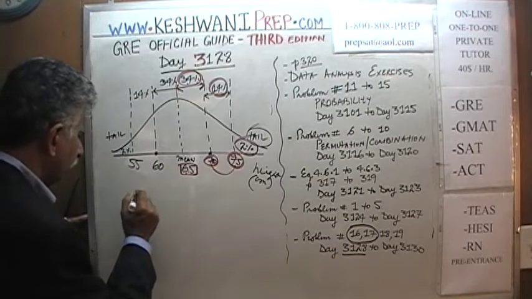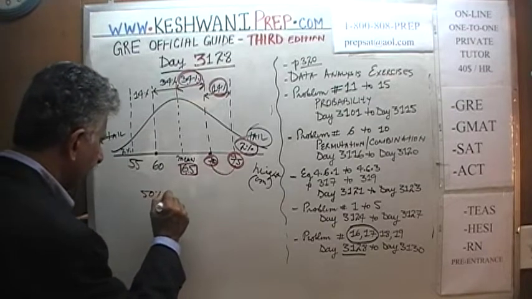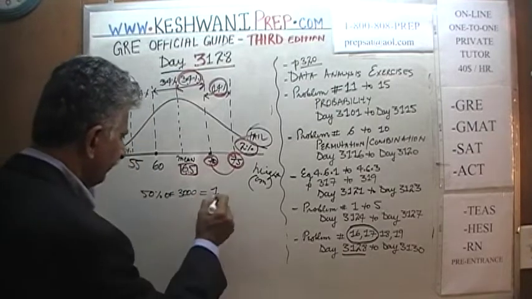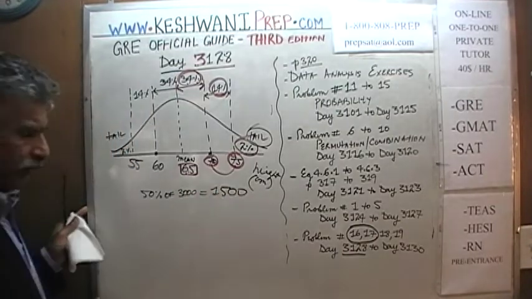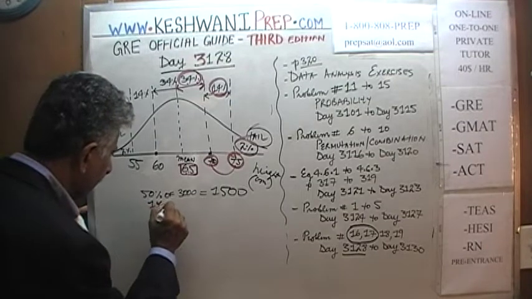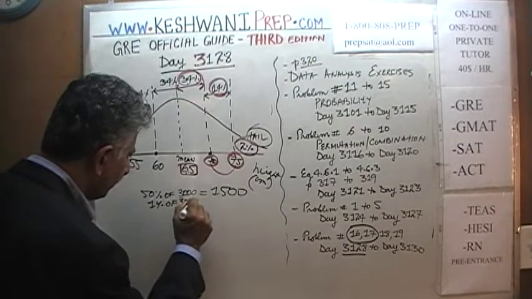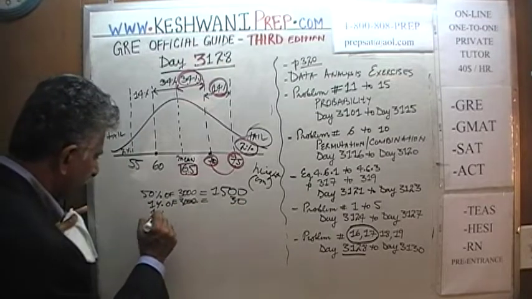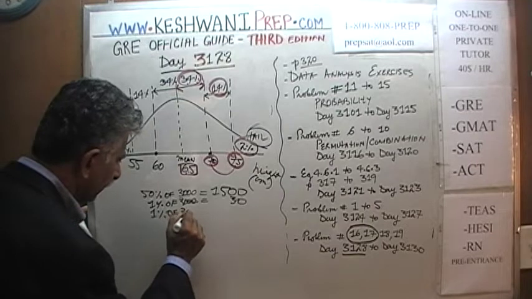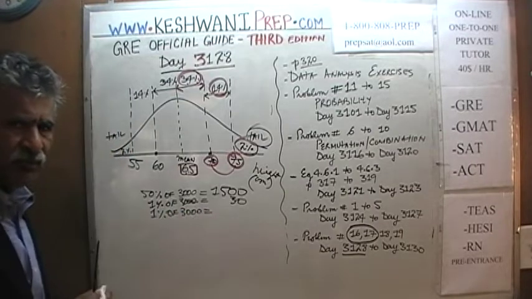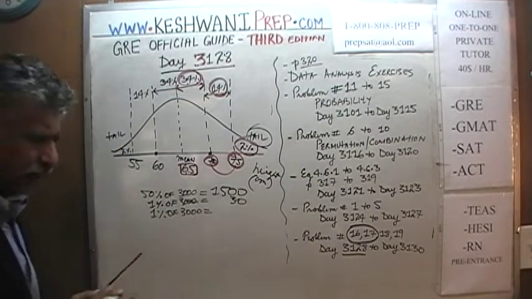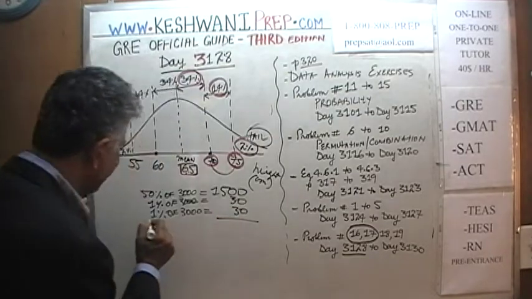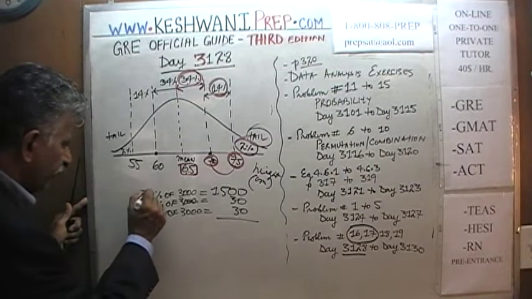Let's do it very quickly. We know that 50% of 3,000 is going to be 1,500. We also know that 1% of 3,000, we just drop the two zeros, is going to be 30. This is something we should be able to see just by looking at it. We shouldn't have to write everything down in the real exam, do you understand? 1% is 30, and therefore, if you subtract 1% from 50%, you're going to have 49%.